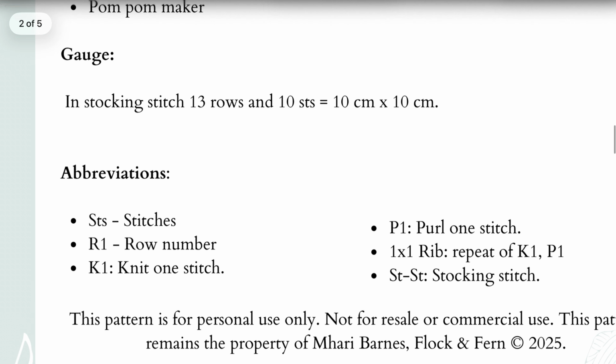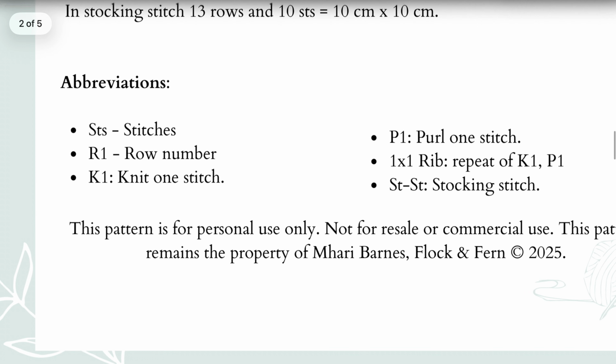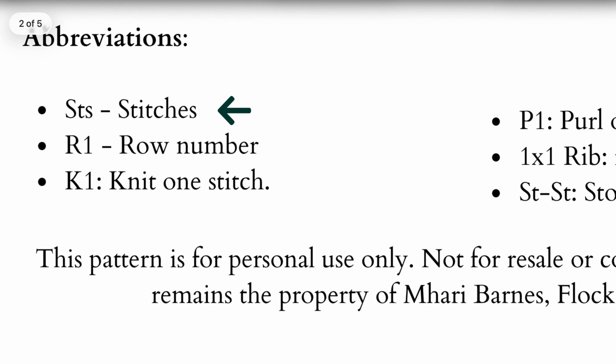Okay, hopefully that helps. Then in this information section, you also have this bit, which is abbreviations. So we've got STS, stitches. We've got R1, which means the row number. So R is the row, and then the number is corresponding to where you're at. This R1 can also refer to round. So if you're knitting in the round, it might say that.